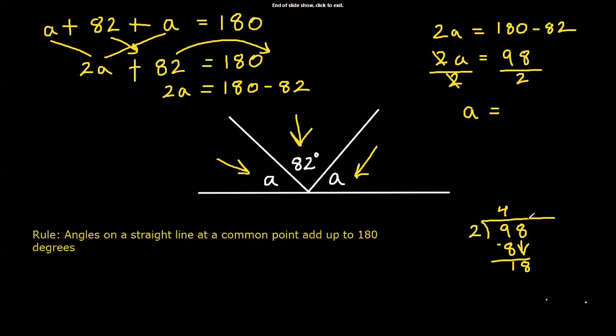2 into 18 is what? 9. 2 times 9 is what? 18. We subtract. 18 minus 18 is 0. 1 minus 1 is 0. So the answer is what?